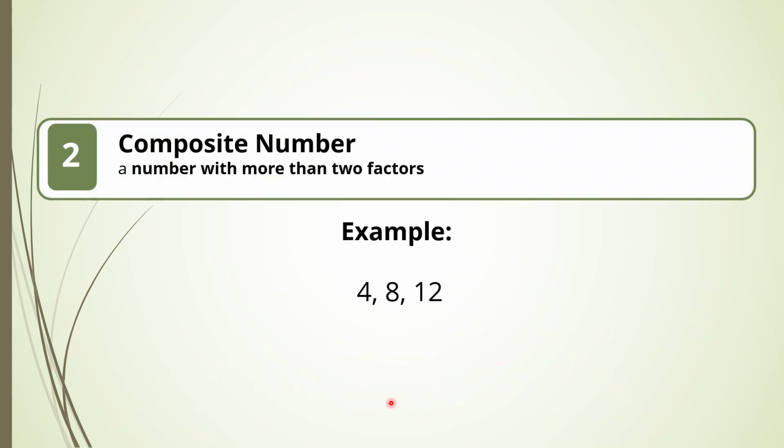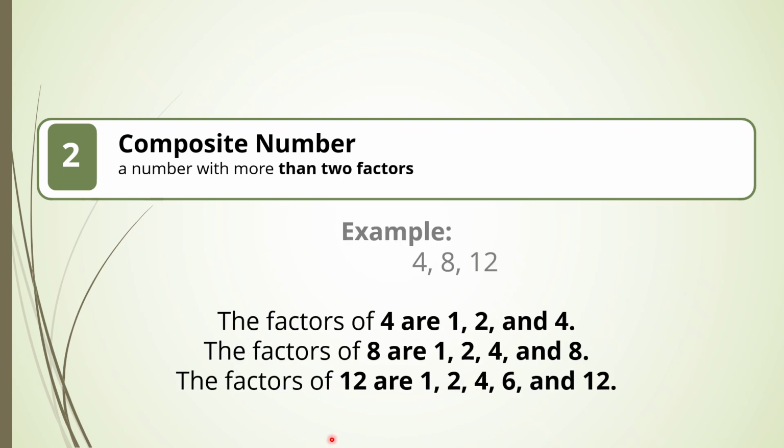Now we'll move to composite numbers. A composite number is a number with more than two factors. We have 4, 8, and 12 as our examples. The factors of 4 are 1, 2, and 4. The factors of 8 are 1, 2, 4, and 8. The factors of 12 are 1, 2, 4, 6, and 12.